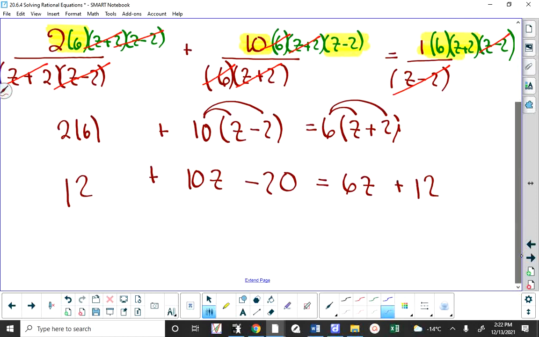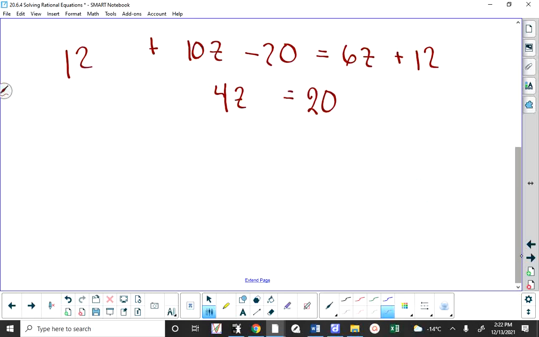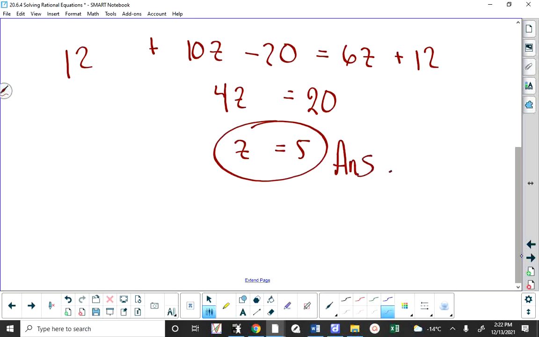Collect the z's on one side, so 10z minus 6z is 4z equals, what do I have? Well, 12 on the right minus 12 on the left is 0, and then I have to add that 20. So I end up with this brilliant statement, 4z equals 20. So divide both sides by 4, z is 5. And that is our answer.